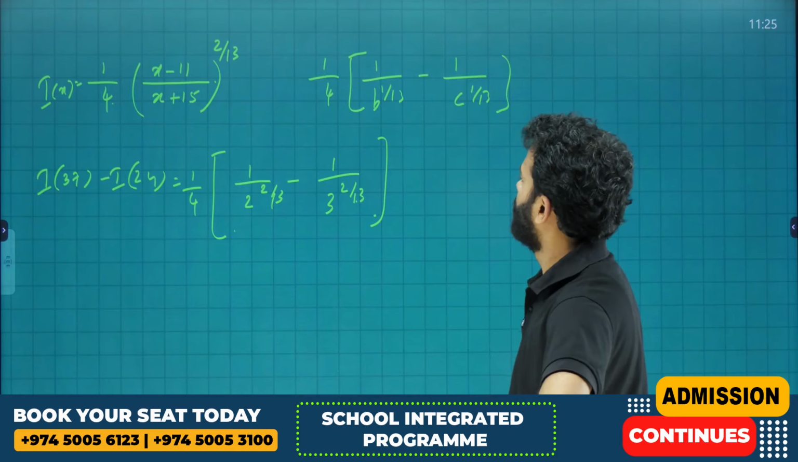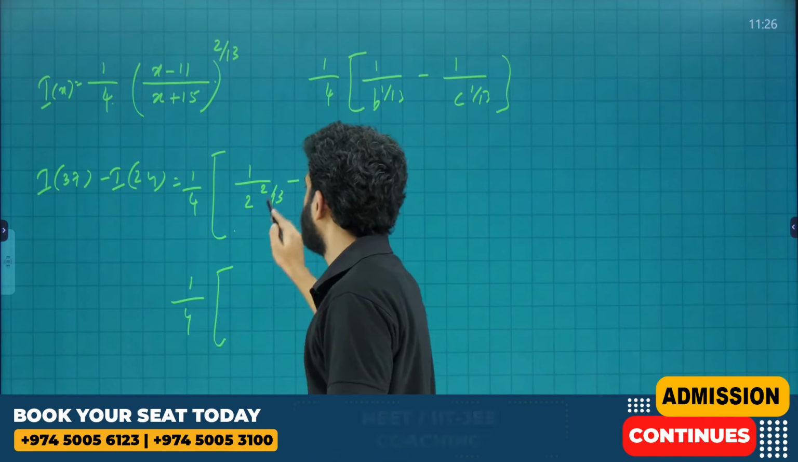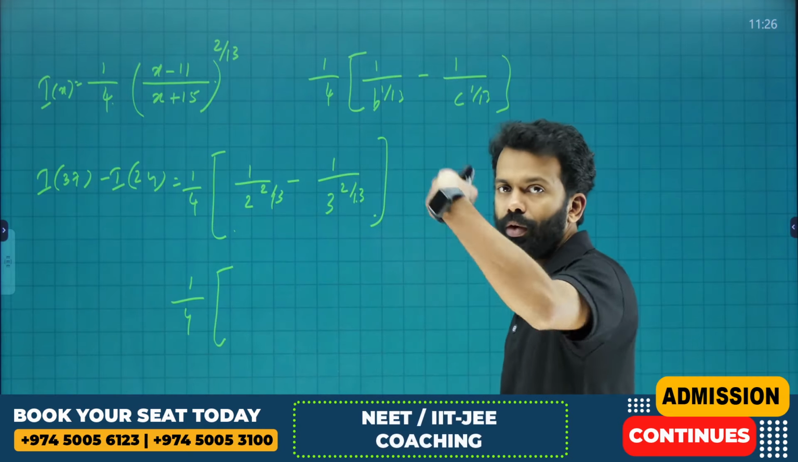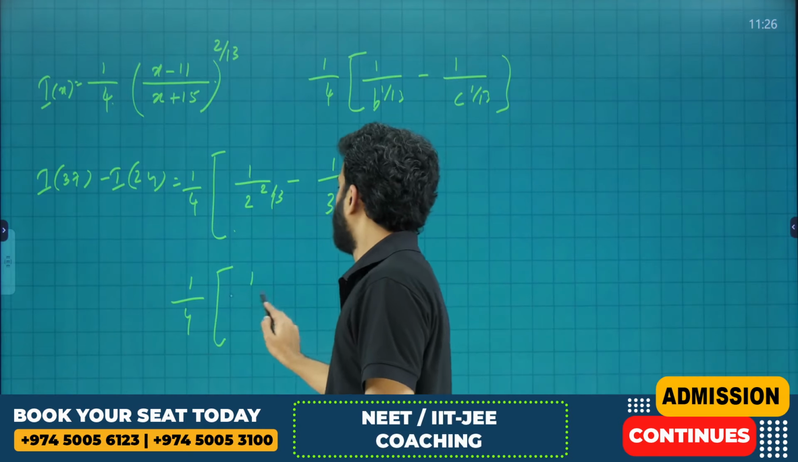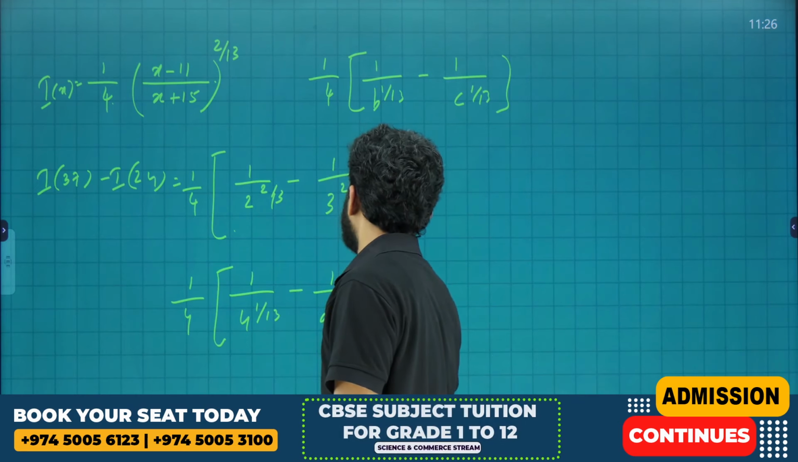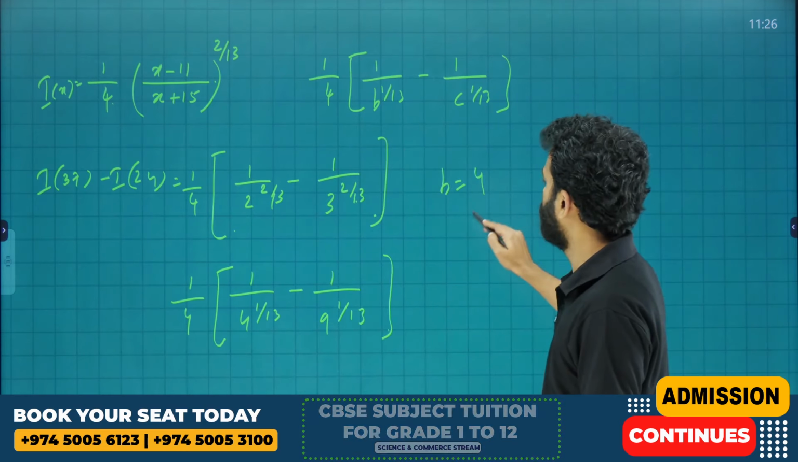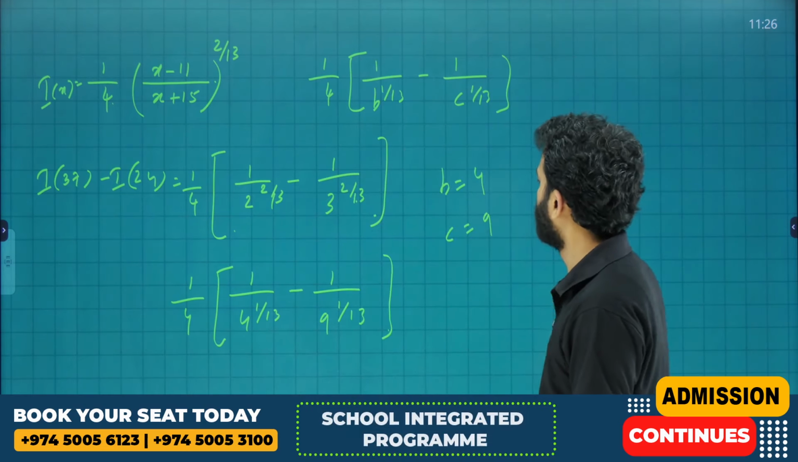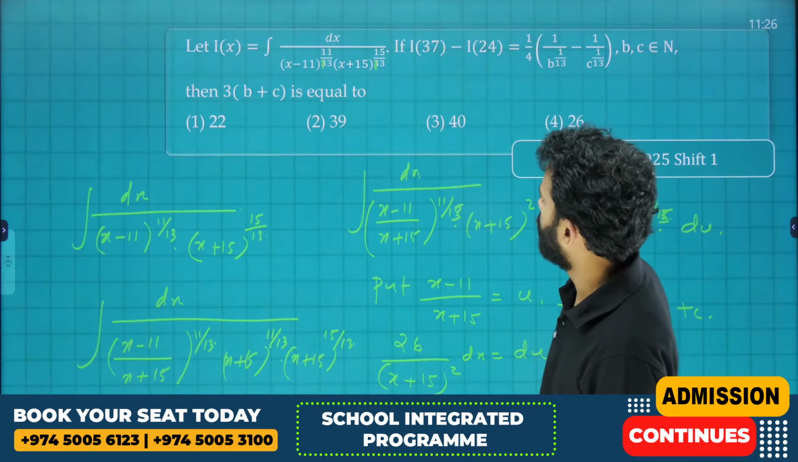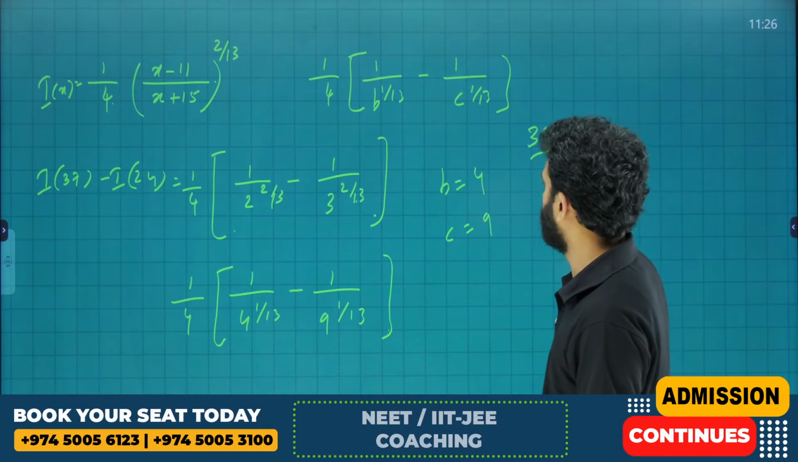We need to square this. It will be 1 by 4, and this 2 raised to 2 by 13 can be written as 2 square the whole raised to 1 by 13. That becomes 1 by 4 raised to 1 by 13 minus 1 by 9 raised to 1 by 13. Therefore, b is equal to 4 and c is equal to 9. And you need to do 3 into b plus c, that is 3 into 4 plus 9, that is 39. 39 is the final answer for this one.